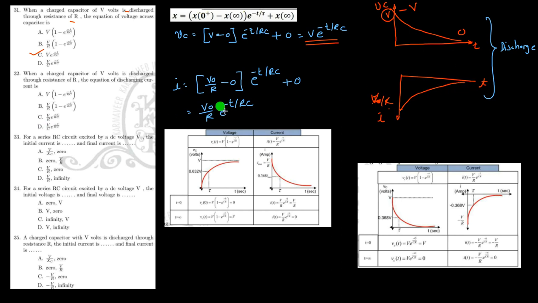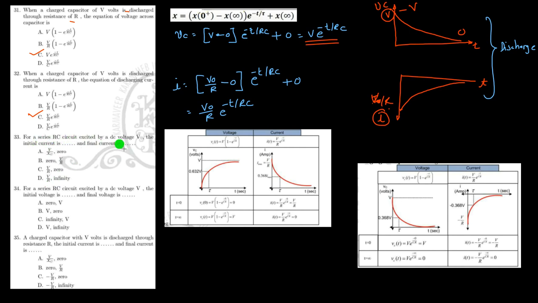So it is equal to V0 by R minus 0 e raised to minus t by RC plus 0. So this is the correct equation. You can observe that during the charging and discharging, the current equation remains the same, but the current is in the opposite direction of the charging.